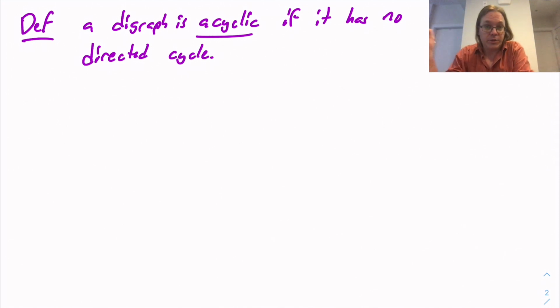Now, let me just point out what our previous lemma says in this context. The forward direction of it says if you have a digraph where every vertex has out degree at least 1, then you have a directed cycle. But what's the contrapositive? That means if you do not have a directed cycle, that means if your digraph is acyclic, it must have a vertex of out degree 0.